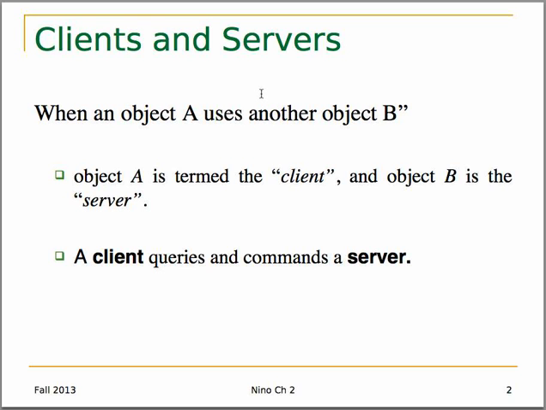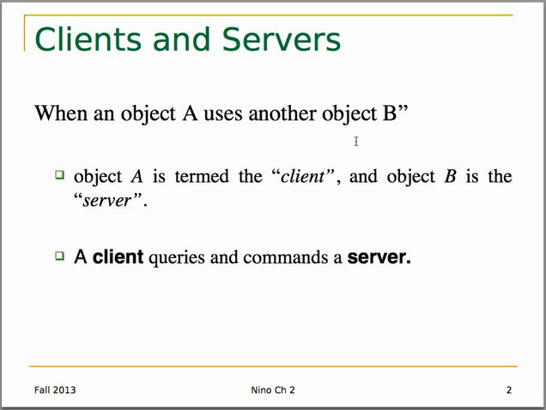So when you set up a class A and an instance of that class, an object A uses another object B, then object A is usually referred to as the client and object B is the server. So that's all it means. It's not supposed to mean client and server as in a networking situation where you have a client computer and a server computer. No, that's totally different.